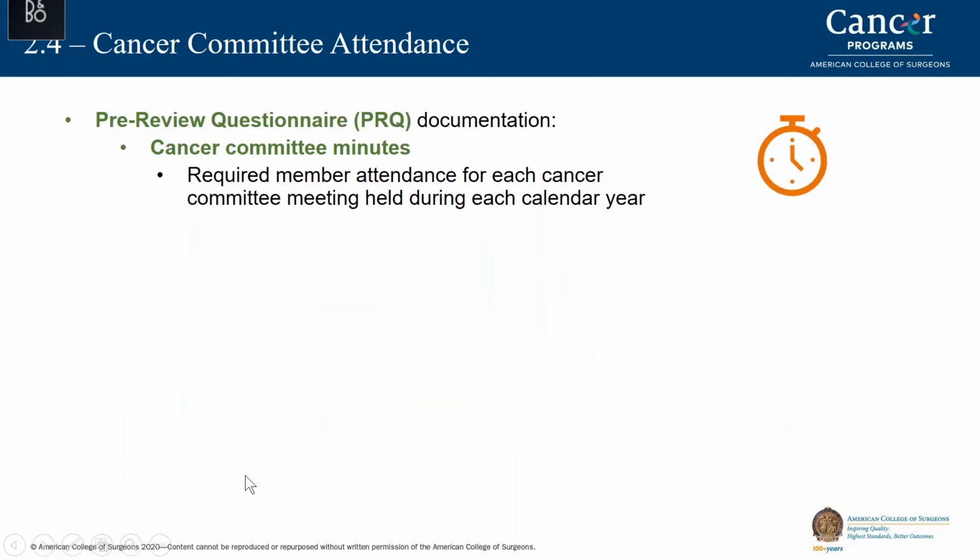Again, for the pre-review questionnaire, the minutes are extremely important. So the required member attendance for each Cancer Committee meeting has to be reflected very carefully in the minutes. And if an alternate attended for a required member, this also has to be reflected in the minutes of the Cancer Committee. Next.